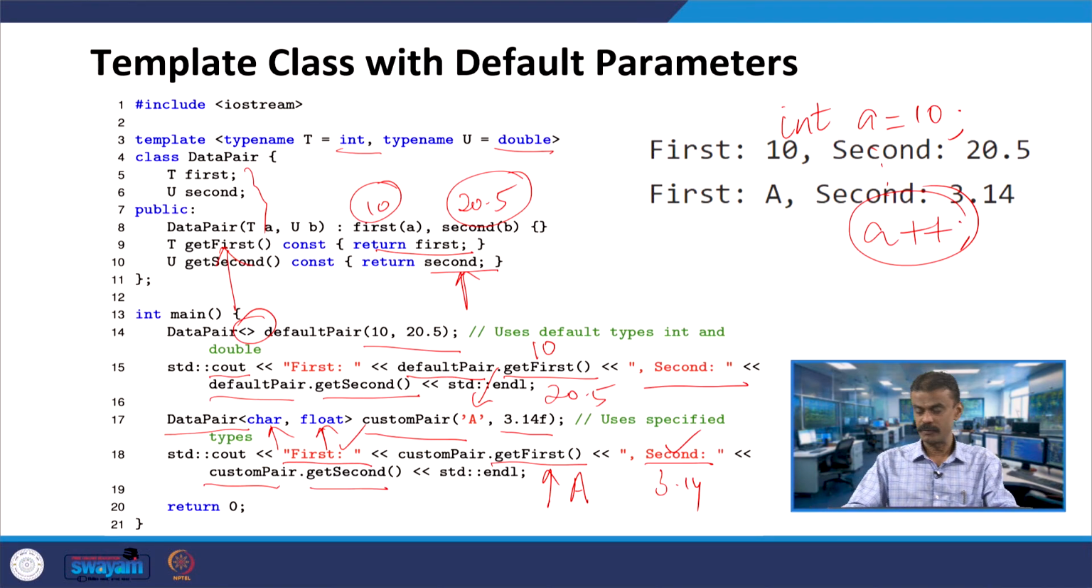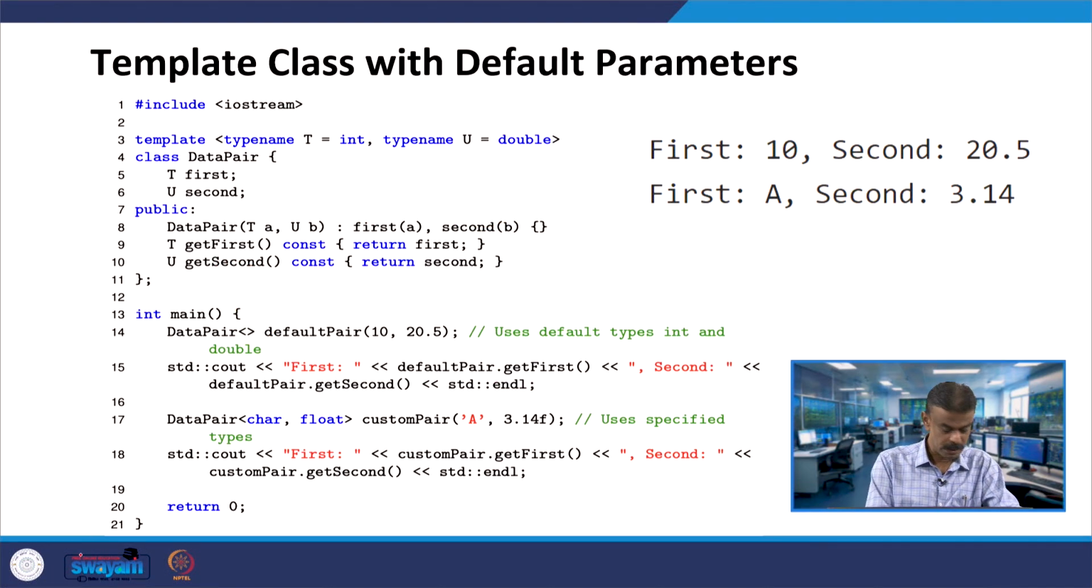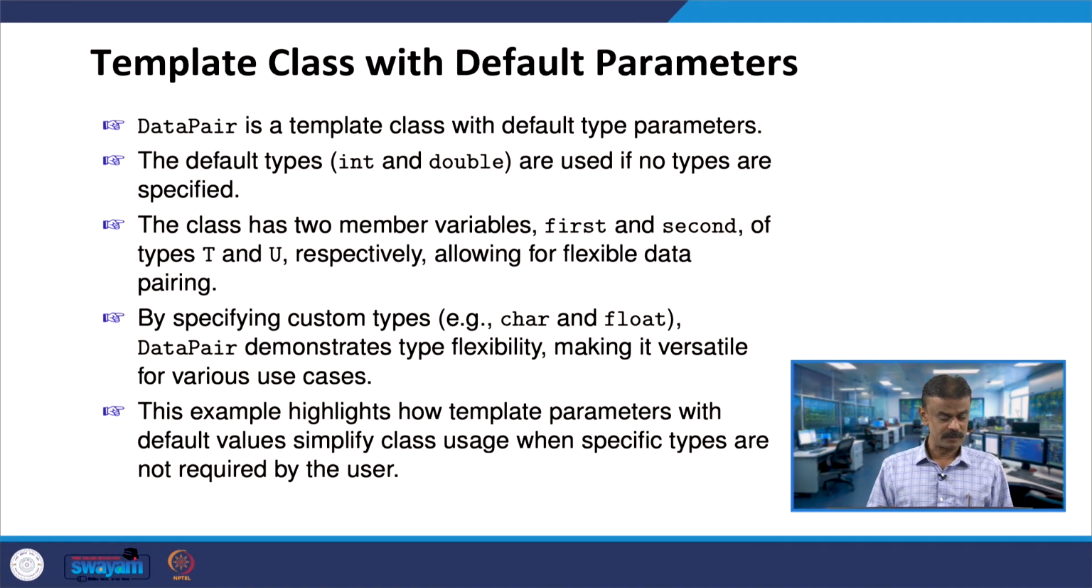So, this is the output we are getting. First is 10, second is 20.5, and in the second case first is A, second is 3.14. You can run the code, it is not very difficult. So, this is the explanation of the previous code.